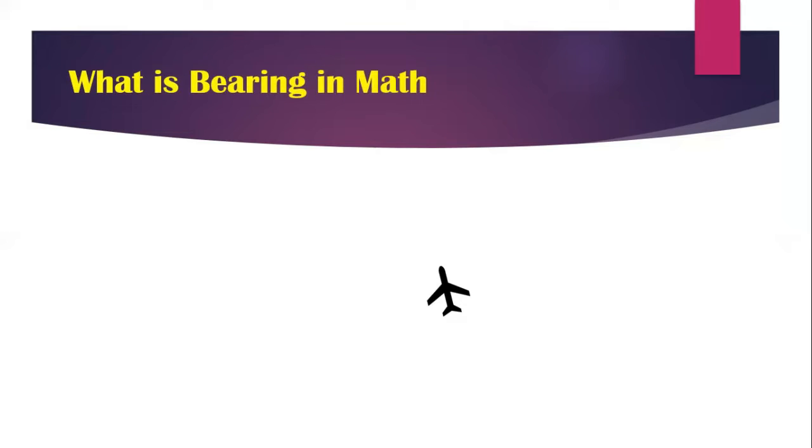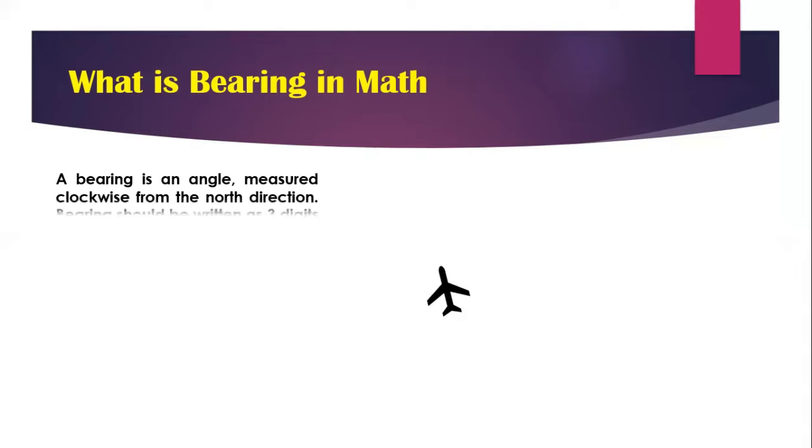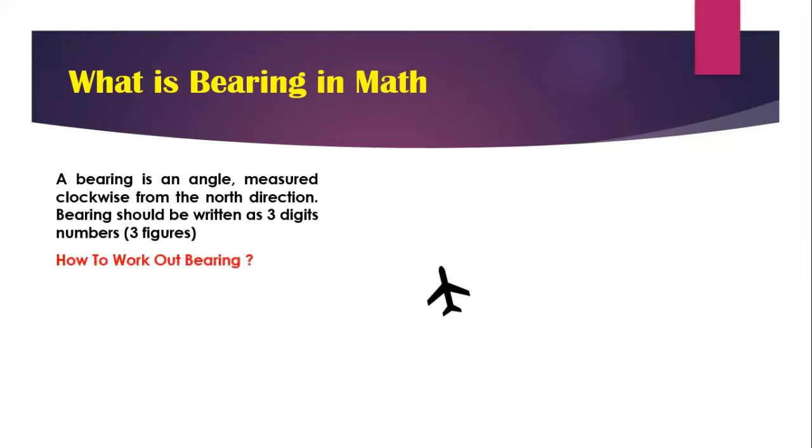Okay students, before we go to the next material, we are going to know first what is bearing in mathematics. What is bearing in math? A bearing is an angle measured clockwise from the north direction. Bearing should be written as a 3-digit number or 3 figures. Clear students? The direction must be clockwise and should be written as 3 figures.